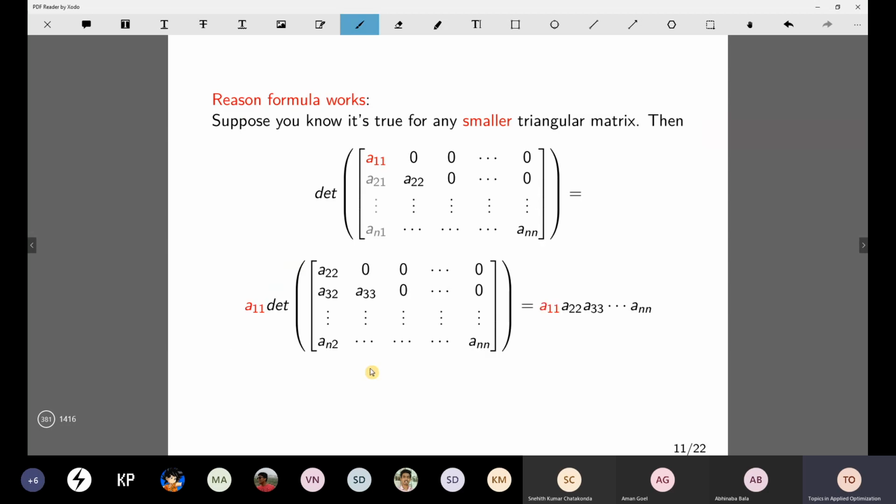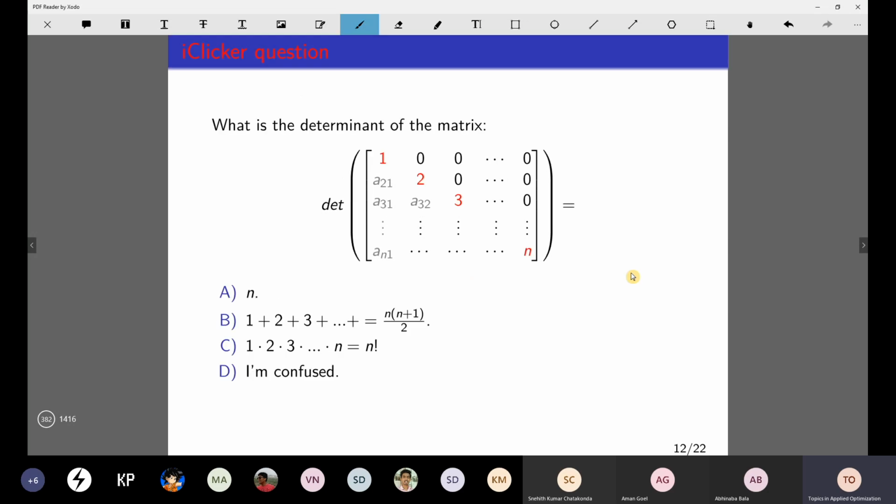In general, you can use the determinant formula and check for yourself that it holds. For example, this is a question: what is the determinant of this matrix? The first observation is that this is a lower triangular matrix, so the determinant is nothing but the product, which will be n factorial here.